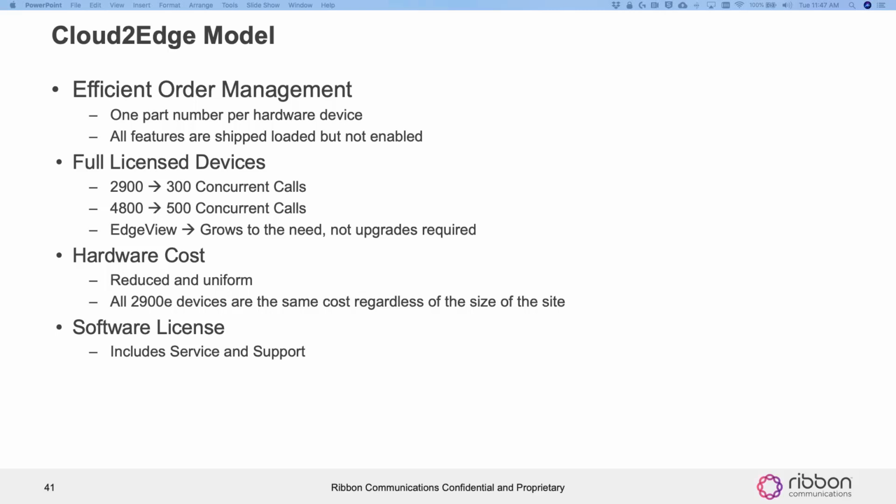If you in the past had bought a 2900 with a 10-call license and they needed an 11th call, they weren't going to be able to make that 11th call because it's only licensed for 10, and you would have to take the time to get them an additional license, which is cost on your part and dissatisfaction on their part. So this model allows you to just open up the device and they're going to use it as they see fit. From a hardware perspective, the initial investment is considerably less.